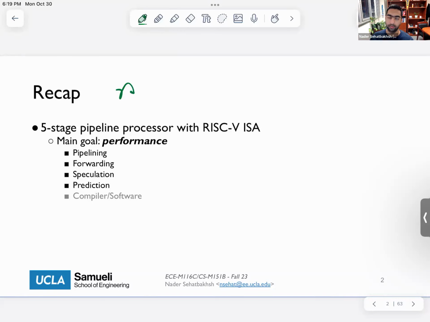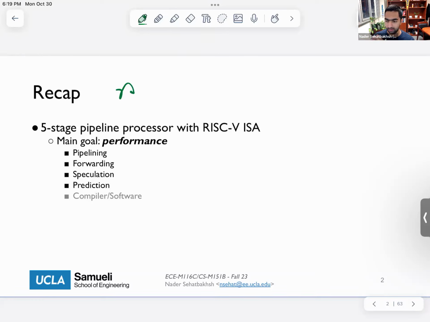We showed how pipelining can improve the performance by essentially improving your CPI. Then we talked about forwarding to prevent the stalls. Then we talked about control flow hazards and speculation to again avoid stalls. And then finally we talked about dynamic branch prediction and making decisions based on taken, not taken, and so on and so forth, in order to even further improve the performance, right?